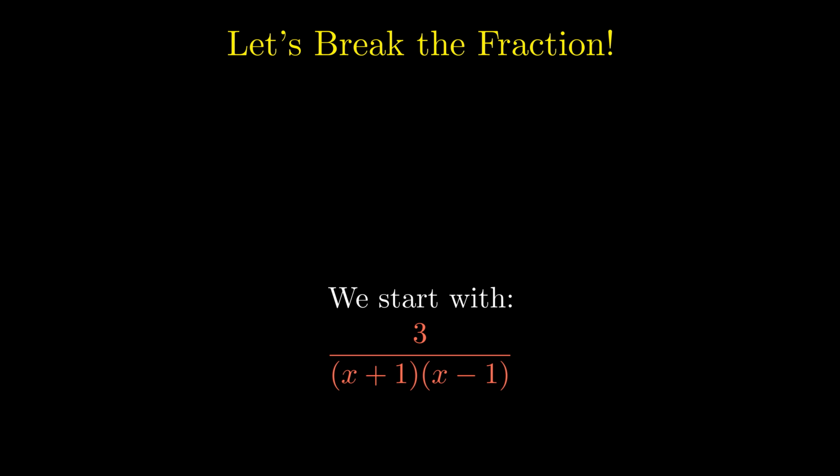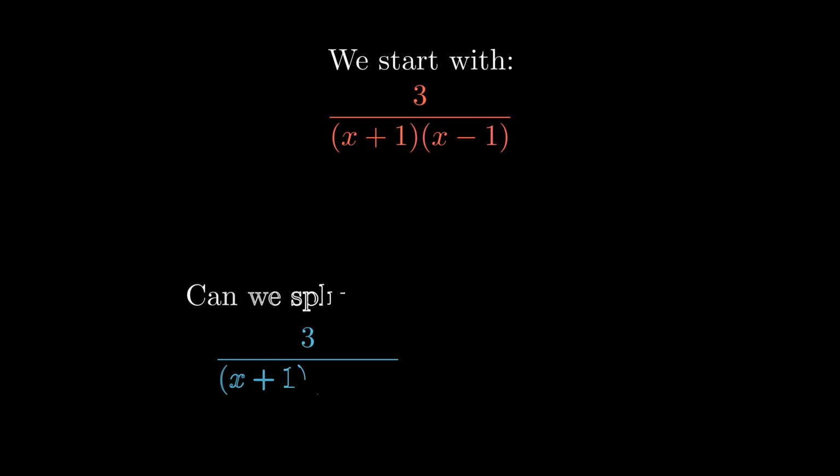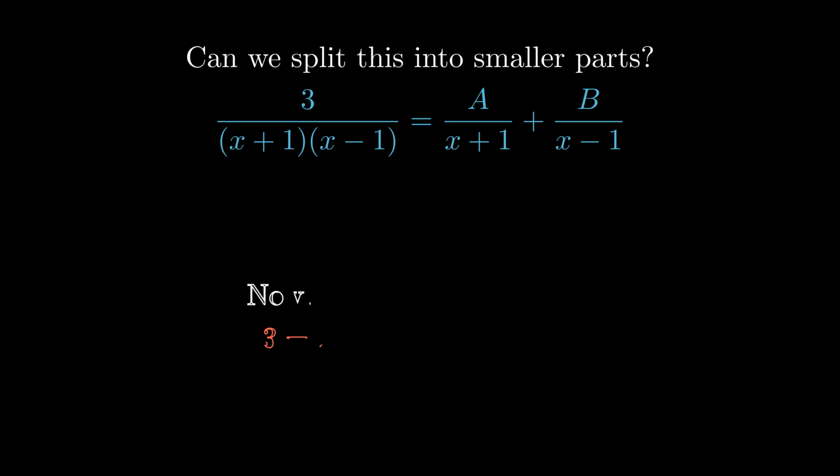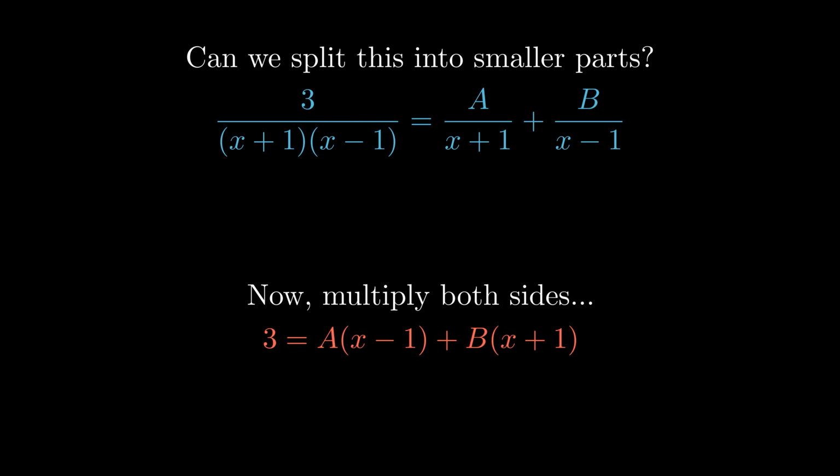Let's break the fraction. We start with the fraction 3 over x plus 1 times x minus 1. Can we split this into smaller parts? Now, multiply both sides by x plus 1 times x minus 1.